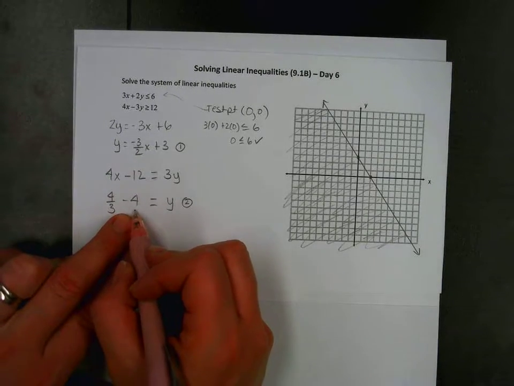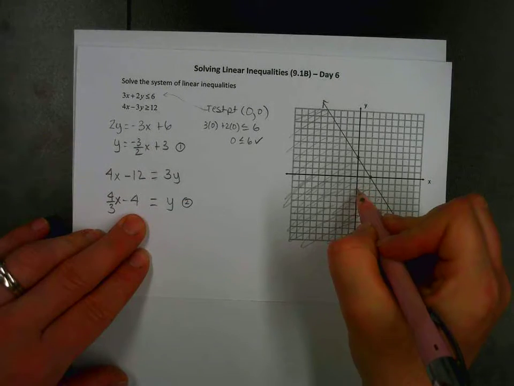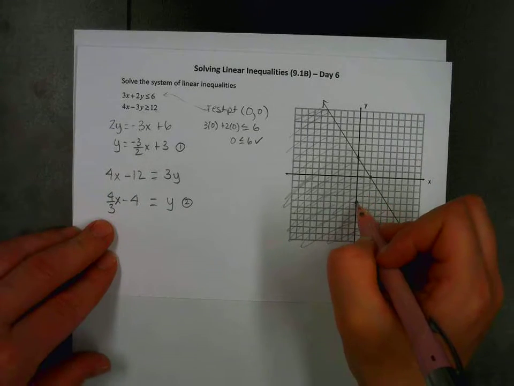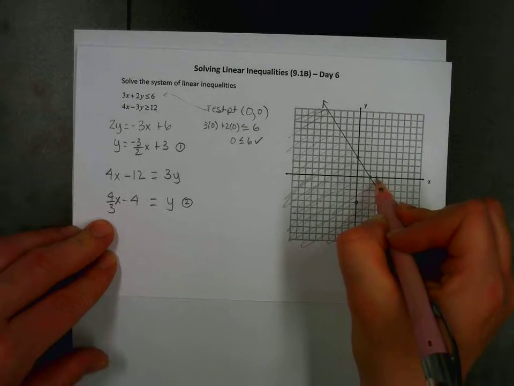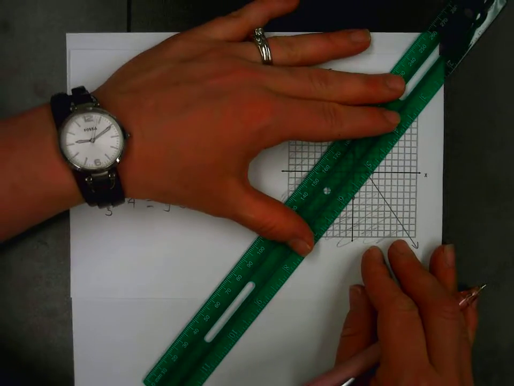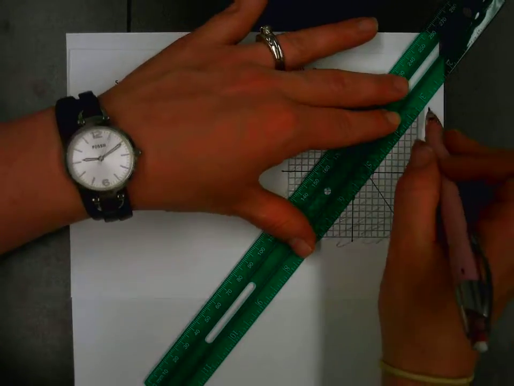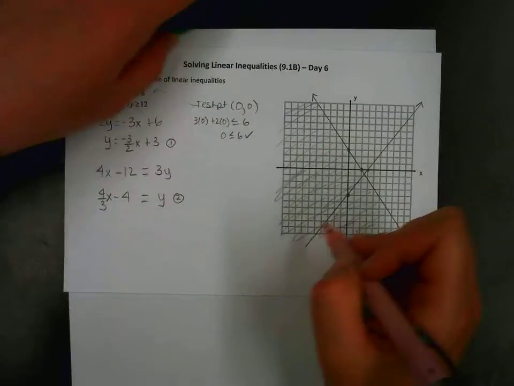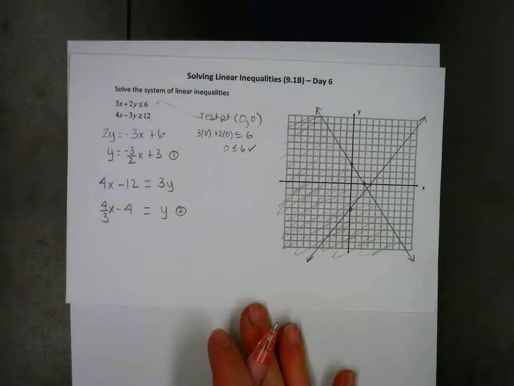So my y-intercept is negative 4: 1, 2, 3, 4. My slope is 4/3, so I'm going to go up 4 and to the right 3. And I'm going to draw. Again, I'm going to draw a solid line because I want to include everything in that line as well.